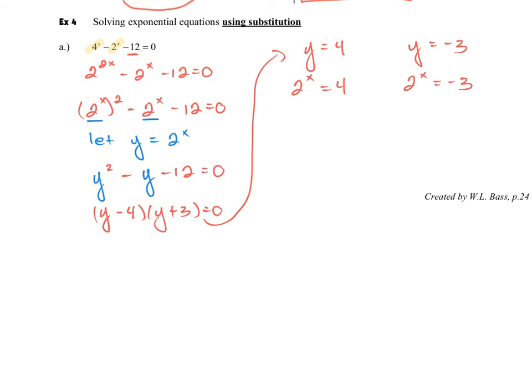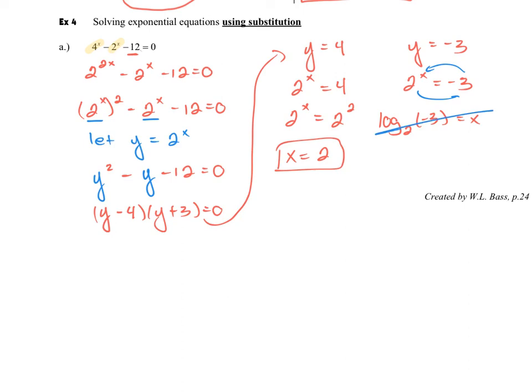Now, on this first one, 2 to the x equals 4, I, of course, can rewrite this. I've got 2 to the x equals 2 squared. So clearly, x equals 2. That one's good. On this next one, I certainly can't get those bases to match, so I can try to switch to a logarithm here. And if I switch to my logarithm, I'm going to have log base 2 of a negative 3 equals x. And this, of course, jumps out to us because we're not allowed to take the log of a negative number. So this is considered an extraneous solution, and we just have the one solution of 2.